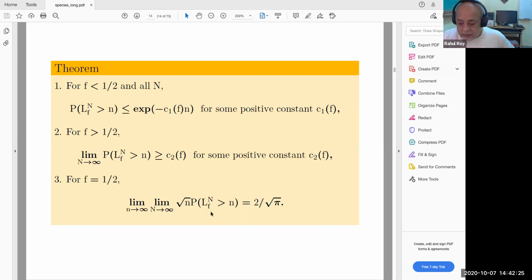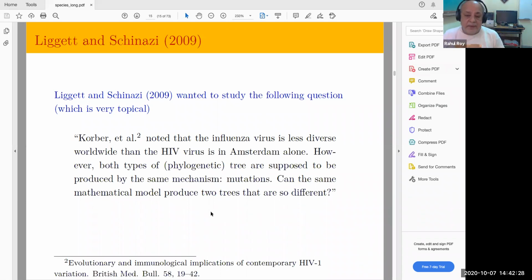So this is about the Bak-Sneppen model. Liggett and Schinazi basically wanted to study a question which is quite topical now. Korber et al. noted that the influenza virus is less diverse worldwide than the HIV virus is in just Amsterdam alone. However, biologically, both types of phylogenetic trees are supposed to be produced by the same mechanism, namely mutations. So can the same mathematical model produce two trees that are so different?